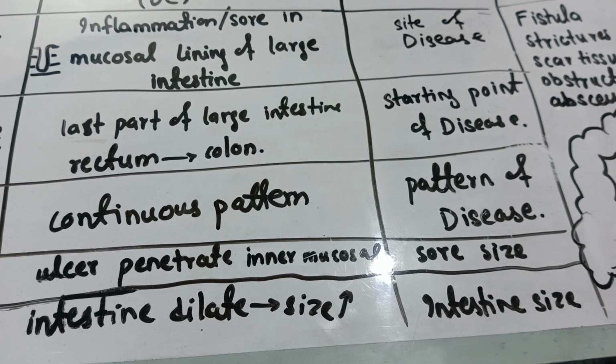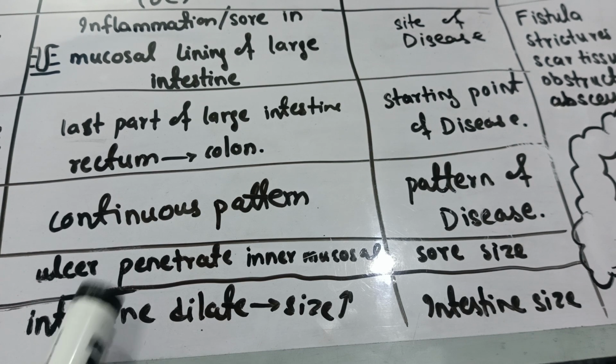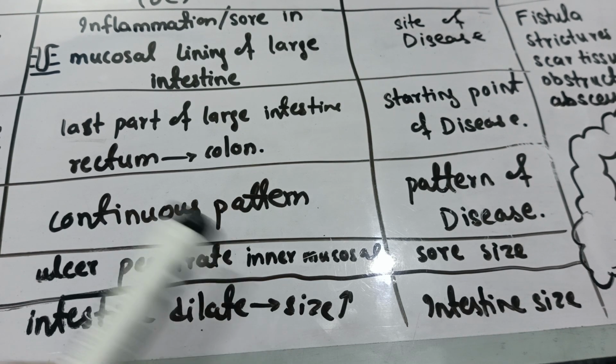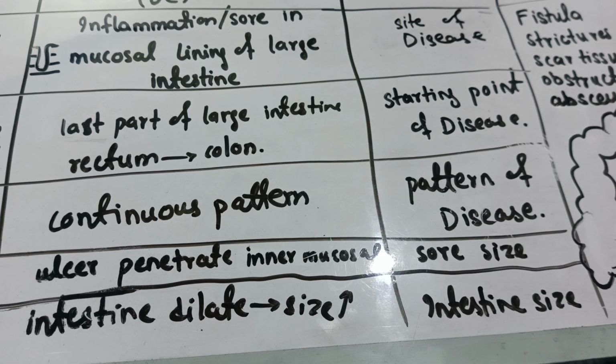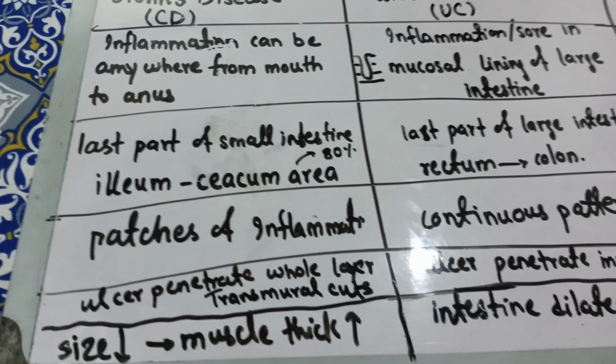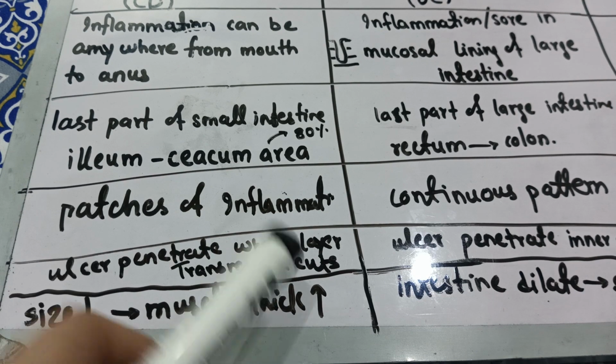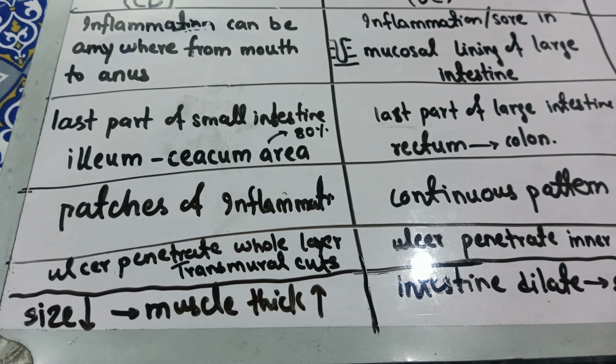So in case of ulcerative colitis, the ulcer penetrates the inner mucosal layer. Your mucosal layer is the innermost layer, so your sore will penetrate up to that layer. But if you move towards Crohn's disease, the ulcer penetrates the whole layer, meaning it isn't confined only to your inner layer. It penetrates into the whole layer, making a deep hole in it.